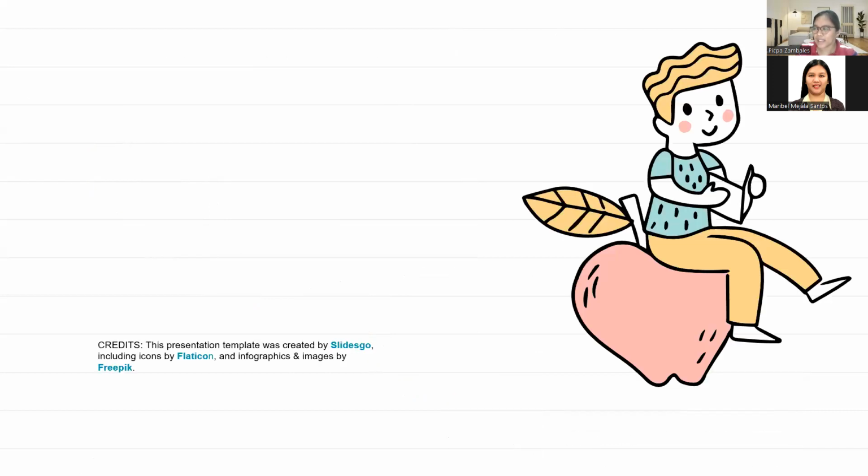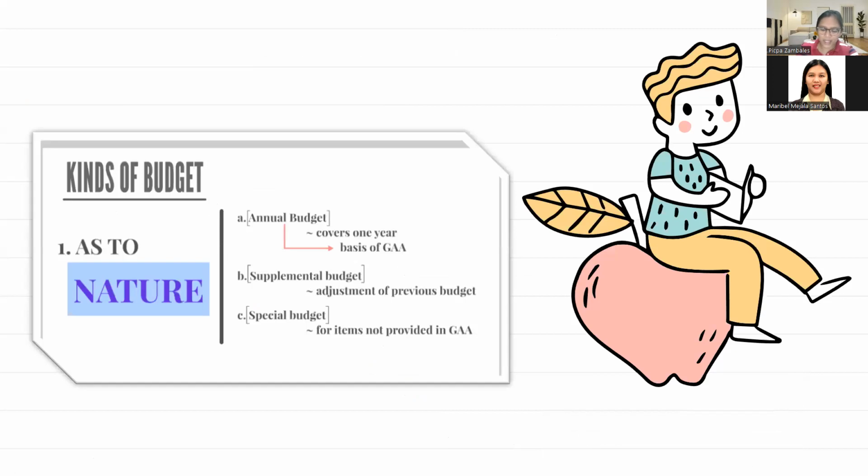Okay? Next, what are the different types of budget, no? So as to kinds of budget, as to nature, yung iba dito I have already discussed sa chapter 2. So when we say annual budget, it covers 1 year. The basis is the GAAP. Supplemental budget, yun yung mga ina-adjust natin. It's a minus to others, then addition to others. And special budget, ito yung mga nasa special purpose. Those are items that are provided in the GAA, no?